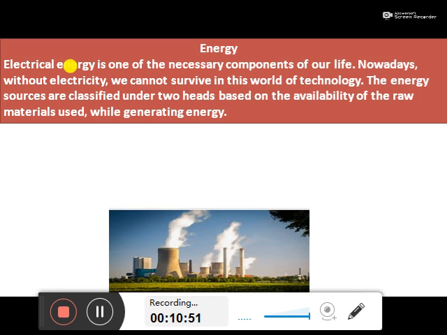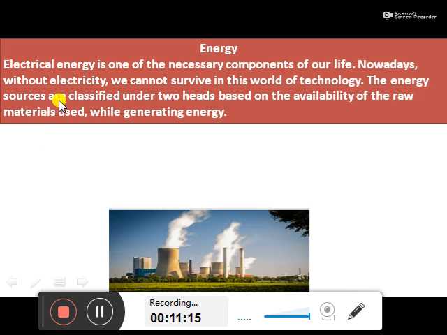Civilization development will be very limited without it. Electricity is a very good resource for running things. Nowadays, without electricity, we cannot survive in this world of technology. Nothing works. So electricity is very, very important.